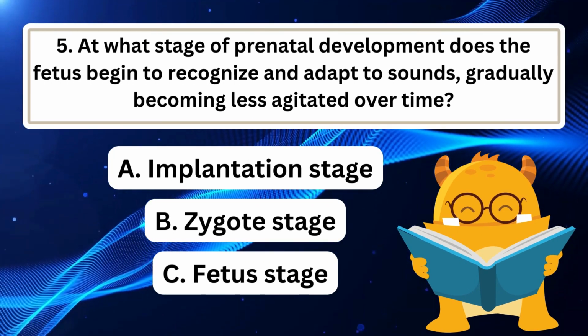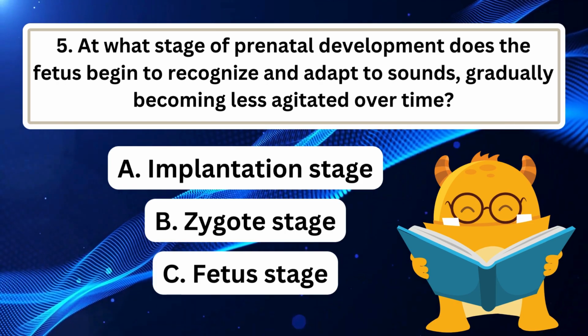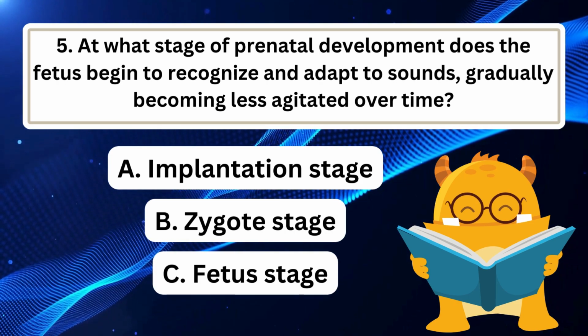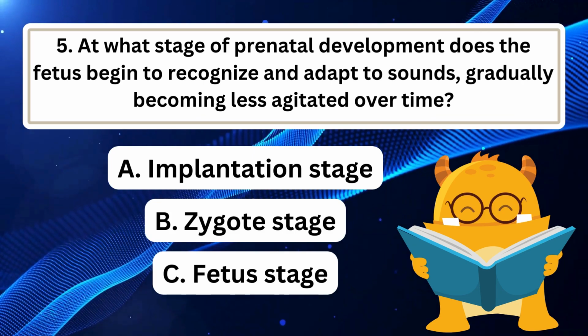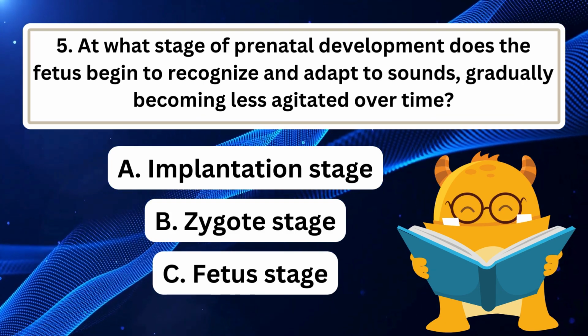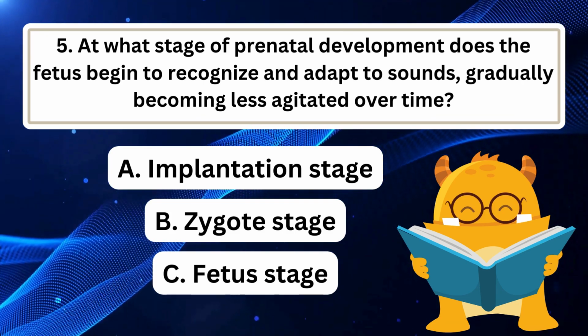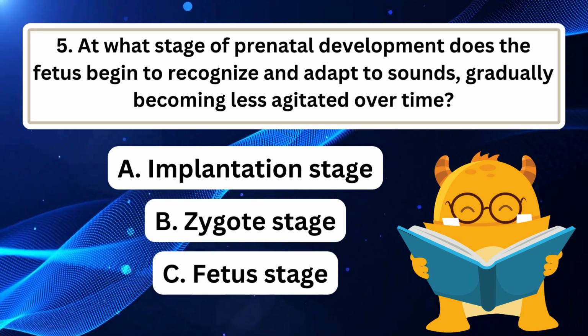Five. At what stage of prenatal development does the fetus begin to recognize and adapt to sounds, gradually becoming less agitated over time? A. Implantation stage. B. Zygote stage. C. Fetus stage.